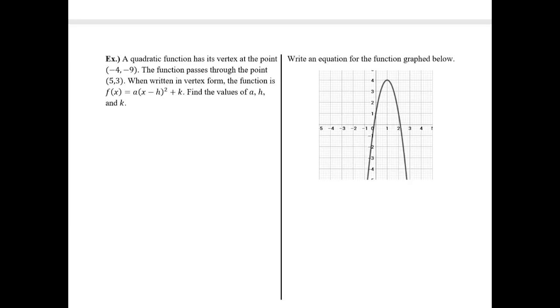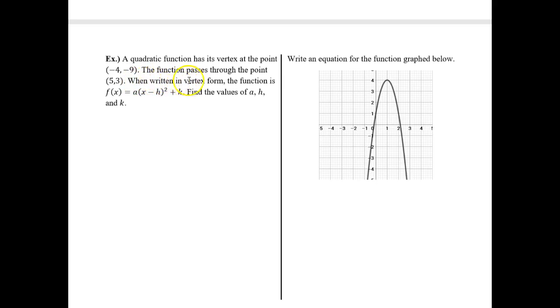Alright, in this video we are going to be talking about writing an equation, or finding the a, h, and k, so you can write the equation given the vertex and a point on the graph. This says a quadratic function has its vertex at the point -4, -9. The function passes through the point 5, 3. So here's the vertex, here's the point on the graph.